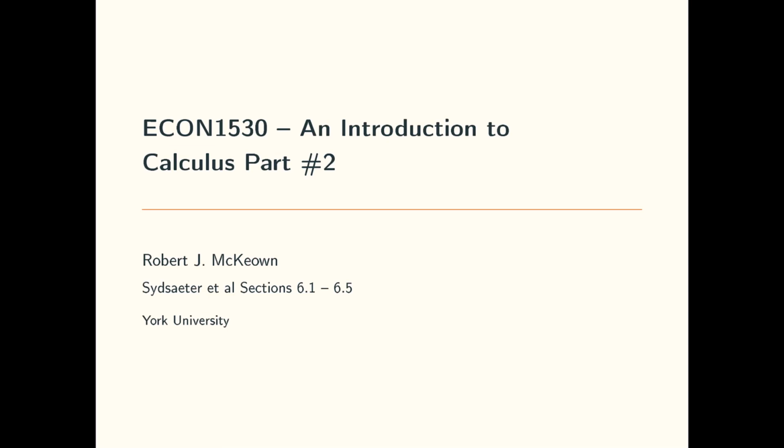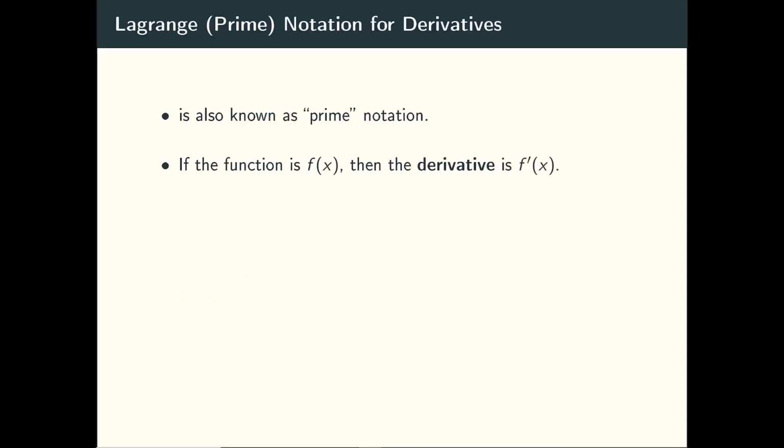The first is sometimes called prime notation, and the second is called Leibniz notation, and it's important that you know both. The first notation is what I call prime notation, but another formal name for it is Lagrange notation. It gets its name because it's going to be using an apostrophe, which we sometimes call prime. So if we have a function f of x, then the derivative of this function is f prime x.